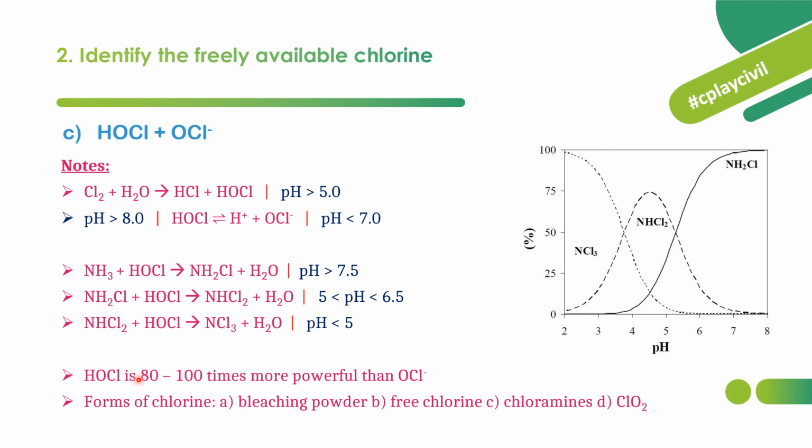But the HOCl product is the most powerful disinfectant, which is 80 to 100 times more powerful than OCl minus. And we have various forms of chlorine for chlorination. One is bleaching powder, or we can use free chlorine, chloramines, and chlorine dioxide. And chlorine dioxide is also a powerful disinfectant, around 2.5 times more powerful than hypochlorite ions. Now let's move on to the next one.